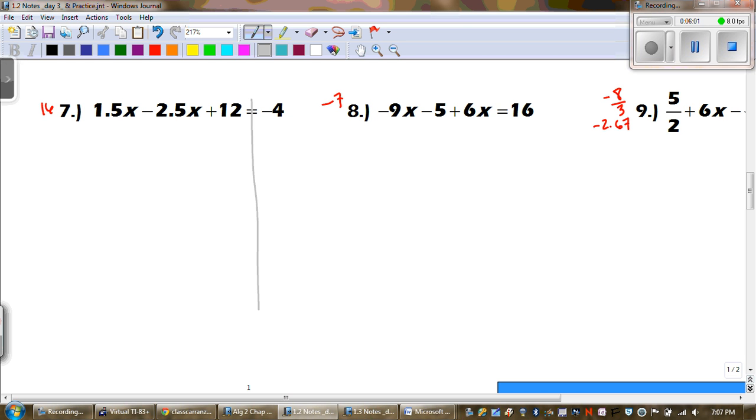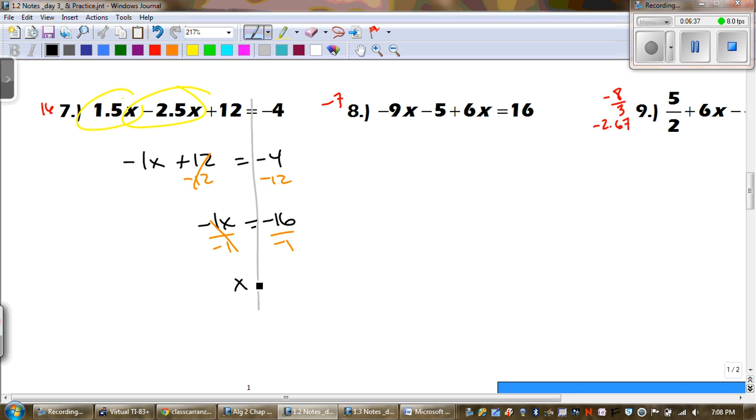All right, number 7. Now, this is when we start getting things that are bigger. We need to look to see what our like terms are. Okay, and 1.5 minus 2.5 gives us a negative 1x plus 12 equals negative 4. And now it's just like any other problem, okay? We do the reverse order of operations, SADMAP, okay? And then we gotta divide by negative 1. Don't forget about that negative in front of the x, okay guys? It gives you a completely different answer.